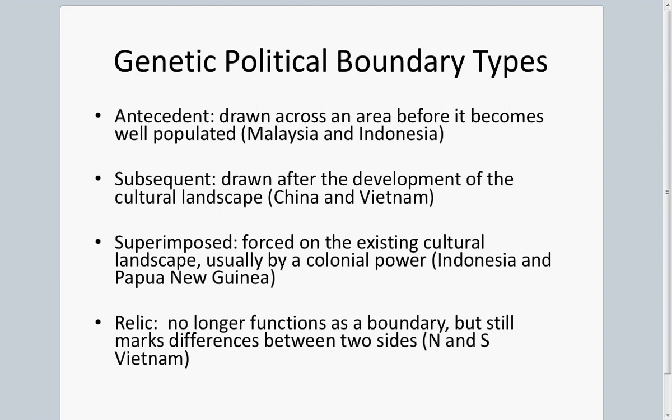You also have a superimposed boundary. Now this is what we were talking about with Africa. This is when a boundary is placed on a region where there's already people living, there's political power there, it's a colonial power that is exercising the right to put a boundary there.